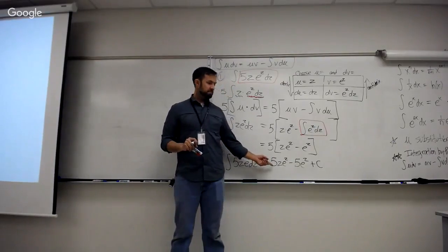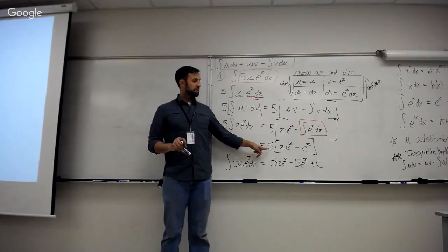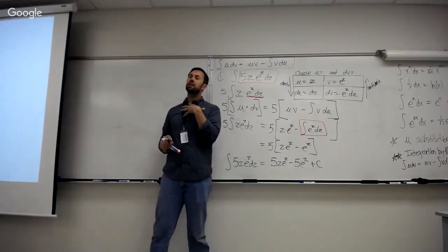Isn't that what we got? Yeah, they just broke it. They just left the 5 outside? Yeah. So they got this answer. Okay, good. So that is the answer, says the back of the book. How do we know it's the right answer?